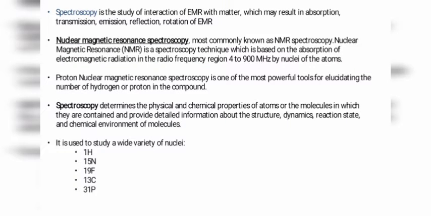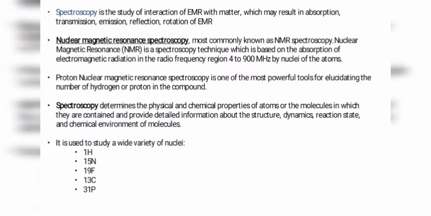Now let us start. Spectroscopy is the study of interaction of EMR with matter, which may result in absorption, transmission, emission, reflection, and rotation of EMR. Nuclear magnetic resonance spectroscopy, most commonly known as NMR spectroscopy, is based on the absorption of electromagnetic radiation in the radio frequency region 4 to 900 MHz by nuclei of the atoms.